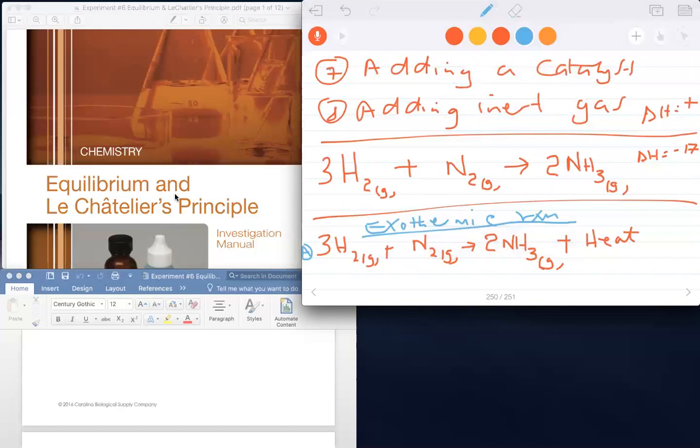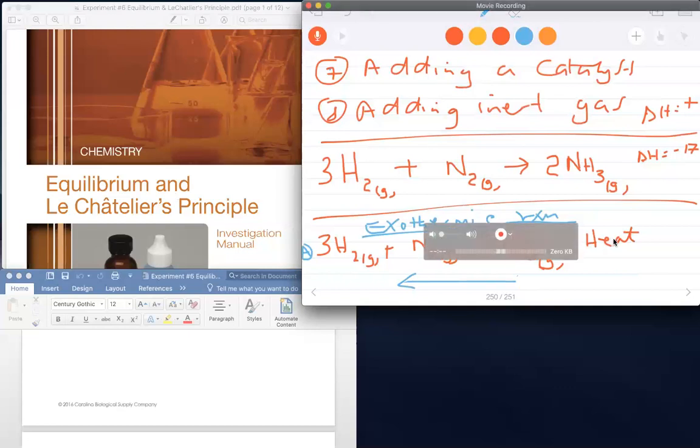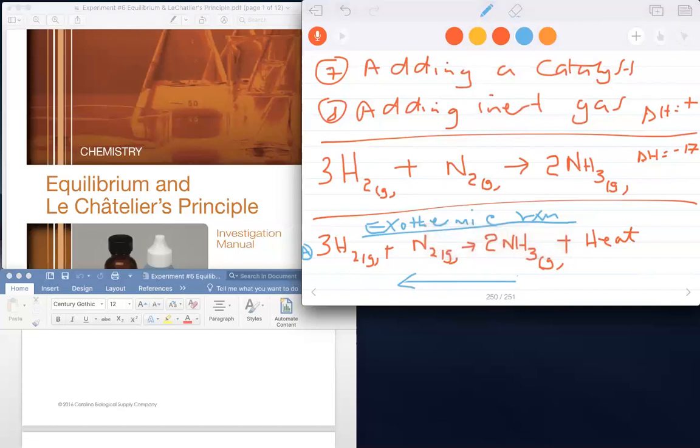If we put it in an ice bath, if we chill the reaction, the system will shift in that direction to replenish what we are removing by cooling it. If we increase the heat by placing it in a water bath, it will shift in this direction, towards the reactant side, because we are stressing the system by increasing the heat. And from there, you can make a conclusion on what will happen.